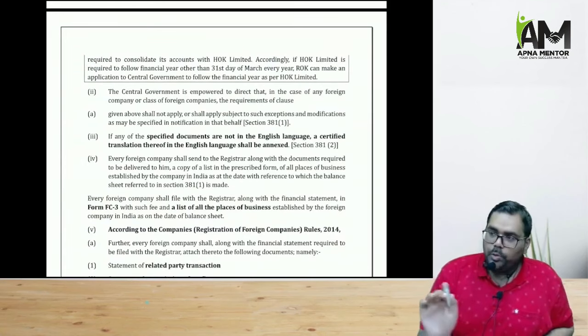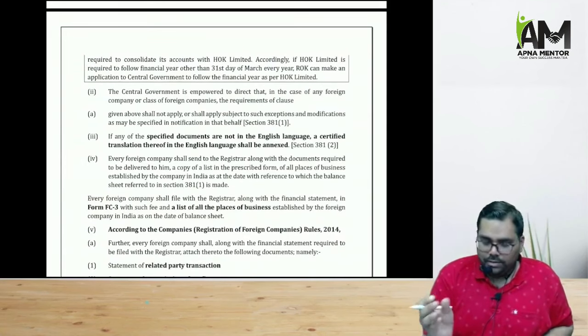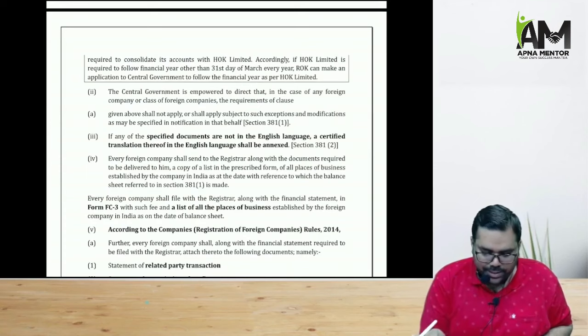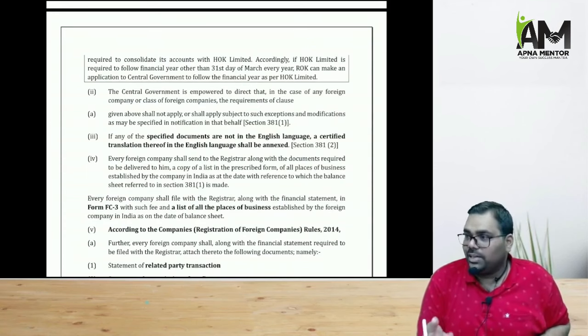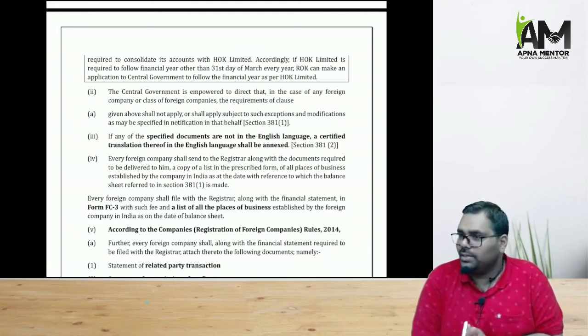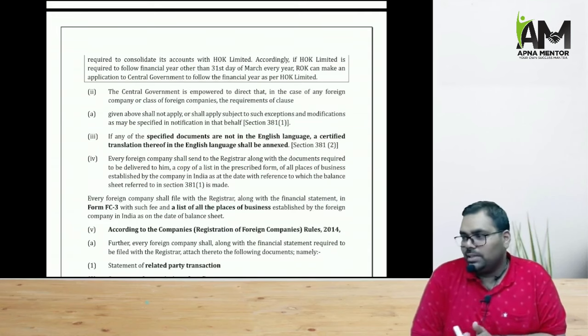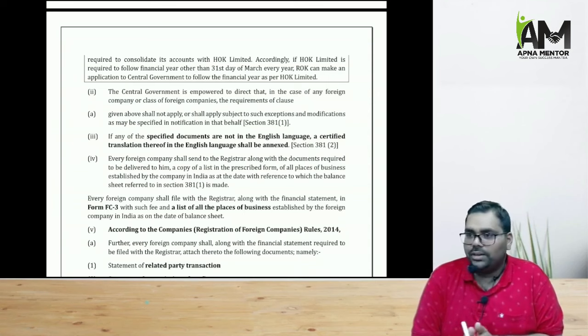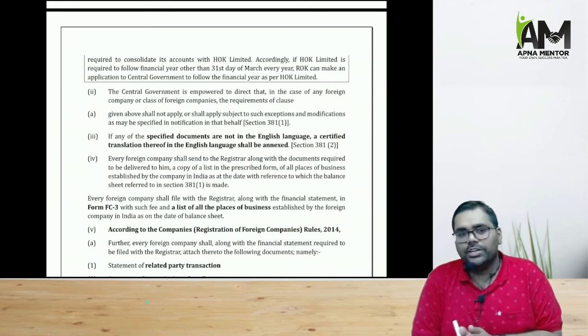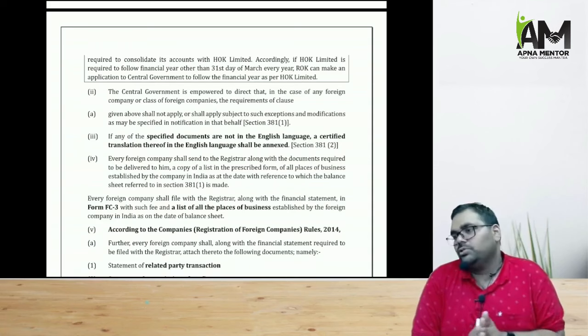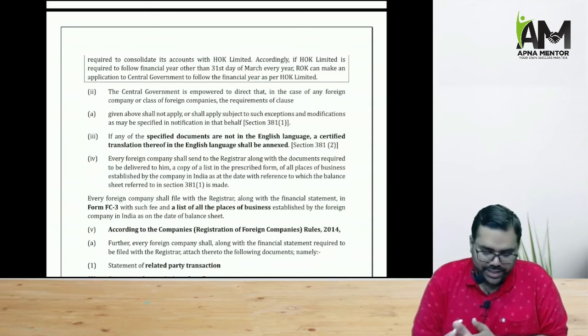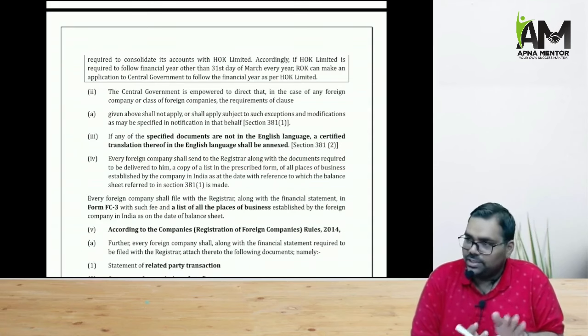It says that if any of the specified documents given above are not in the English language, you give a certified translation in the English language. Whatever documents you are submitting to the ROC, if they are not in English, sorry, we don't understand Spanish, Russian, Persian or other languages. So please annex a certified translated copy in English also.